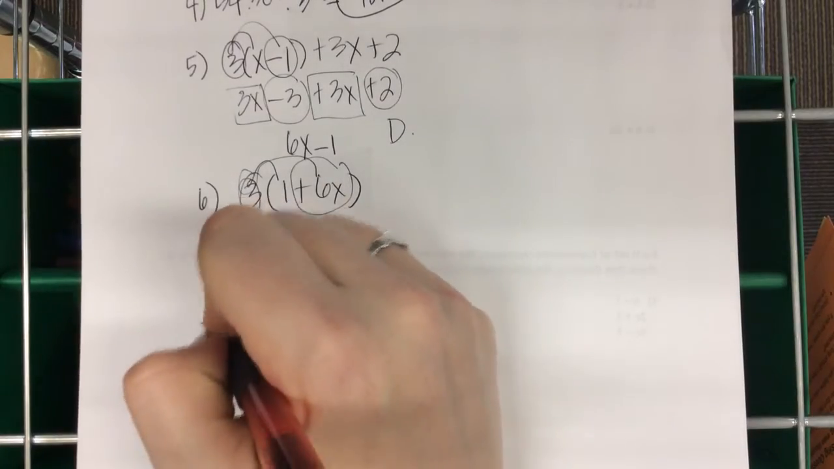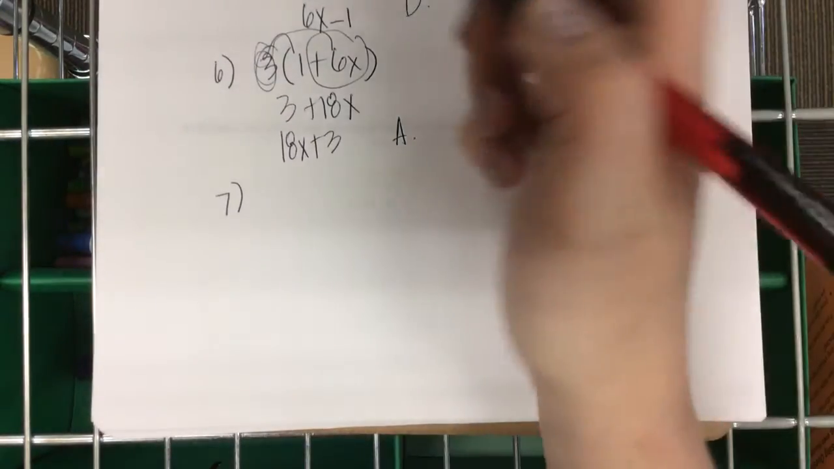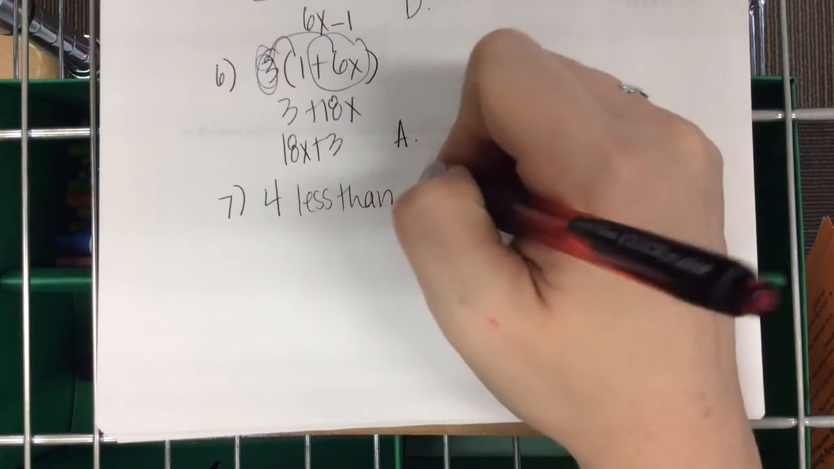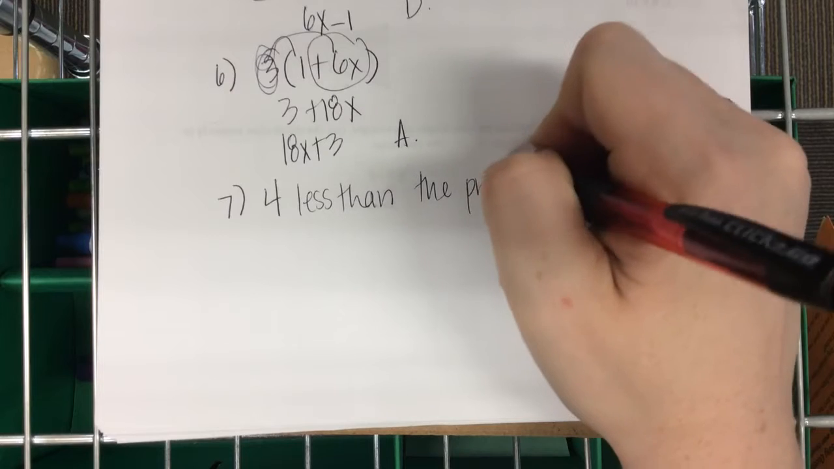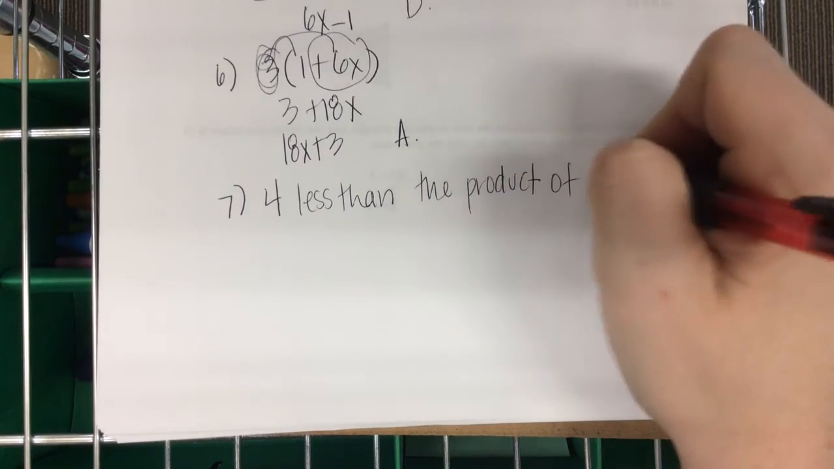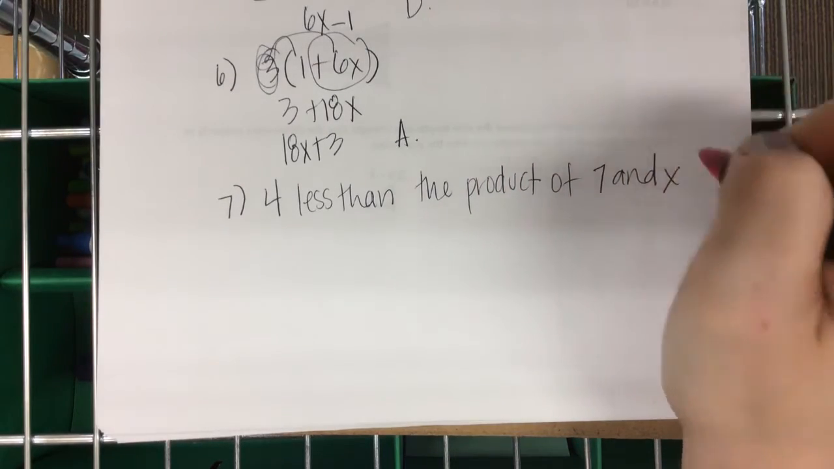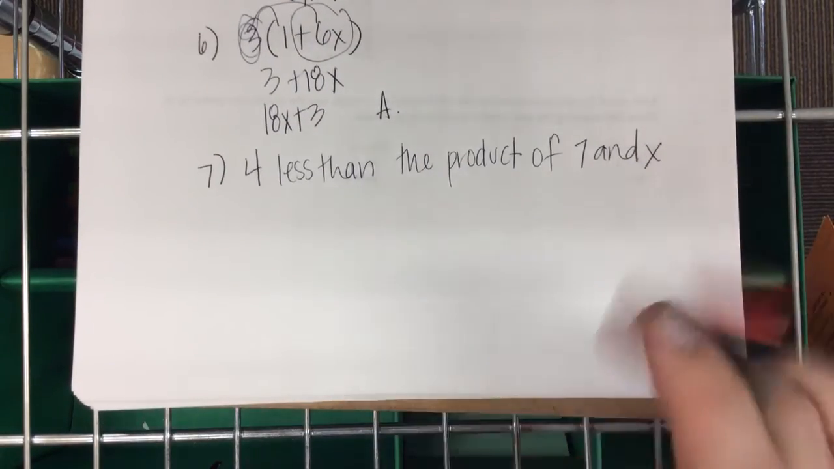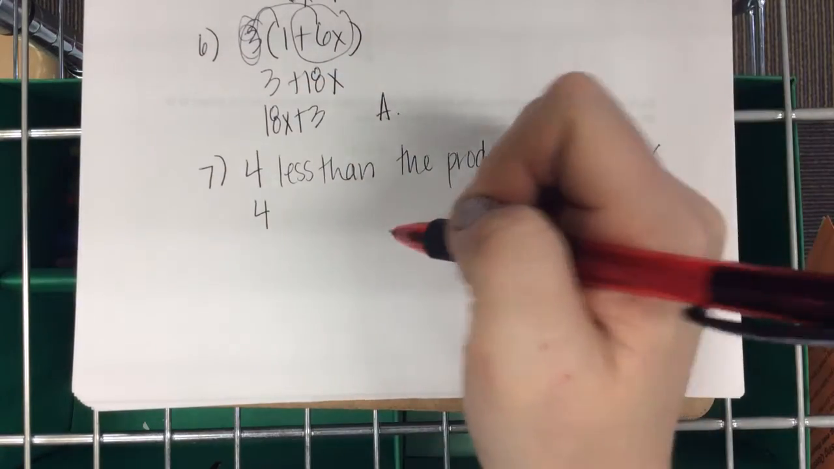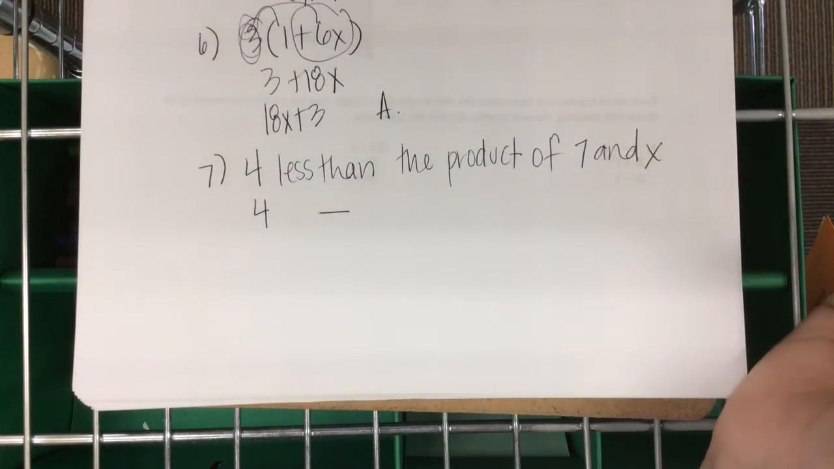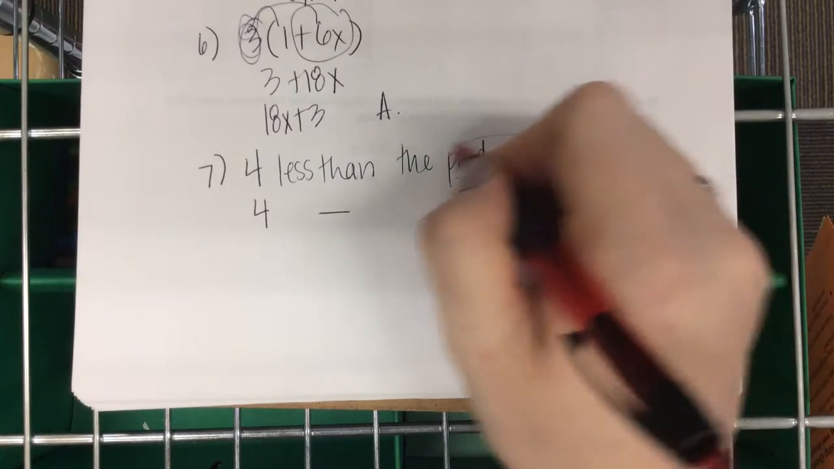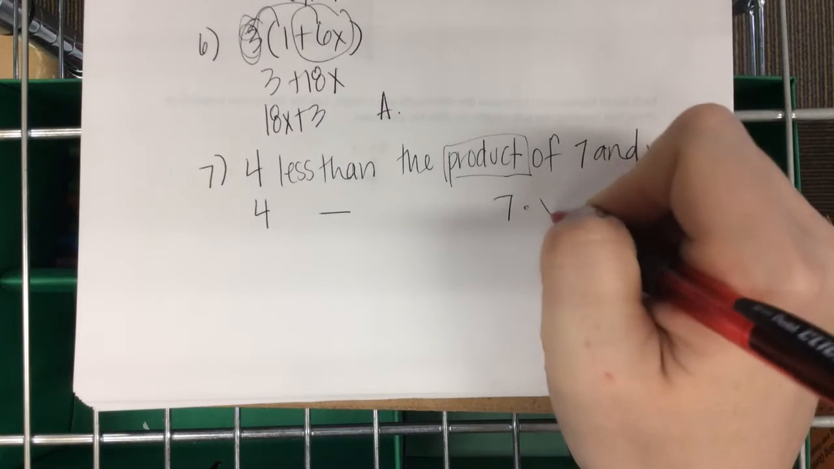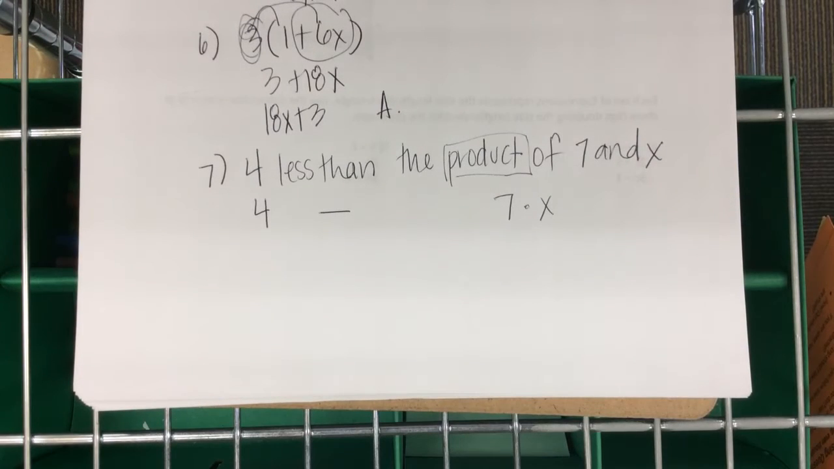Number 7. I bet lots of people got this one wrong. 4 less than the product of 7 and x. So let's look. 4 less than means minus. Product means multiply. So I'm multiplying 7 times x. 4 minus 7x. Is that true?